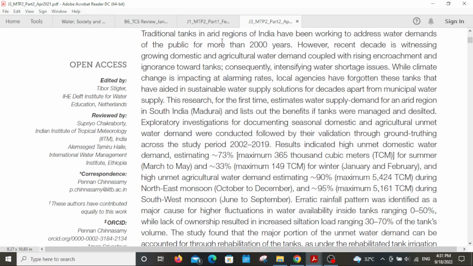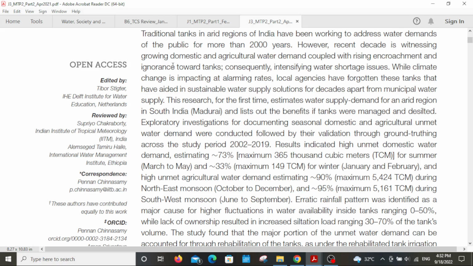demonstrates. Traditional tanks in arid regions of India have been working to address water demands for the public for more than 2000 years. So, as we have been repeatedly using the term traditional, which indicates that this tank system was originally developed some 1000 years ago, here more precisely 2000 years ago, by our ancestors who remained very vigilant and wise enough to understand the climate and thereby come up with these hydrological structures that allowed conserving the water despite having low rainfall in the regions of South India.